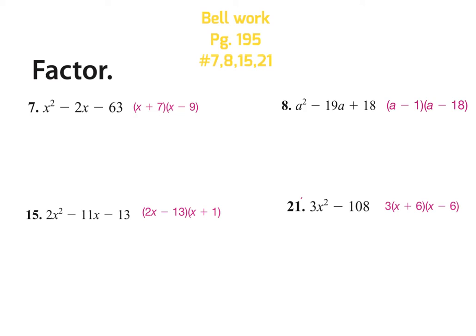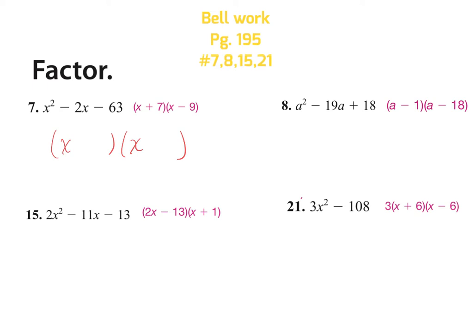All right, so when you're looking at this, you have an x squared. So you automatically know that you're going to have an x and an x, because that's what's going to give you the x squared. The last two numbers are going to make up that 63. But specifically, they have to multiply to give you negative 63 and add to give you negative 2.